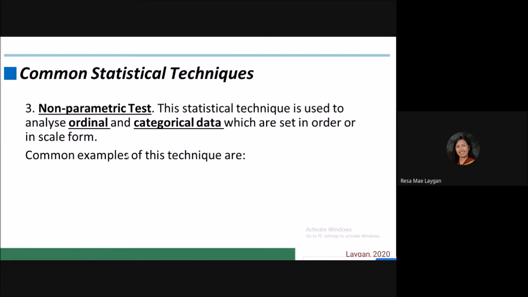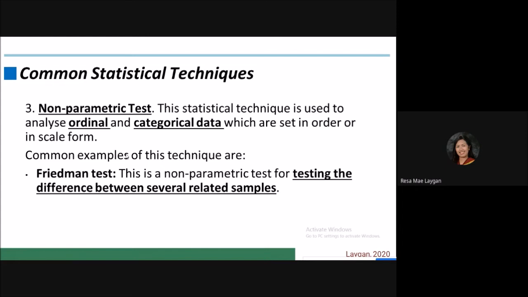And another, we have the Friedman test. This is a non-parametric test for testing the difference between related samples. The Friedman test is actually an alternative to repeated measures ANOVA, which is used when the same parameter has been measured under different conditions on the same subject. So that is for the Friedman test.